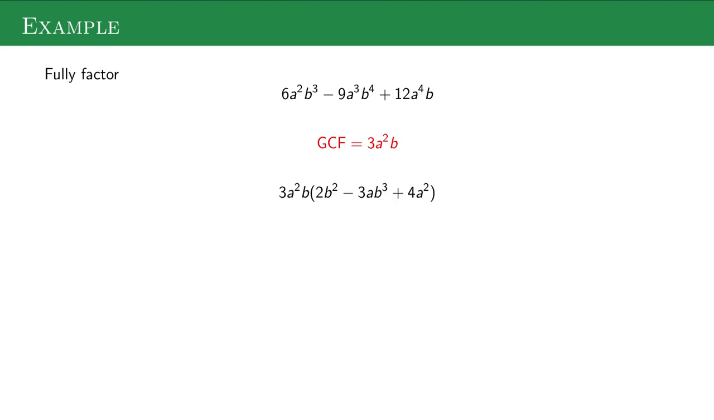When I pull that out, 6 divided by 3 is 2. Got rid of both a's and 1 b, so 2 b's are left over. 9 divided by 3 is 3. Got rid of 2 a's, so there's 1 left over. 1 b, so there's 3 still left over. 12 divided by 3 is 4. I got rid of 2 a's, so there's still 2 left. And I got rid of that 1 b, so it's gone.